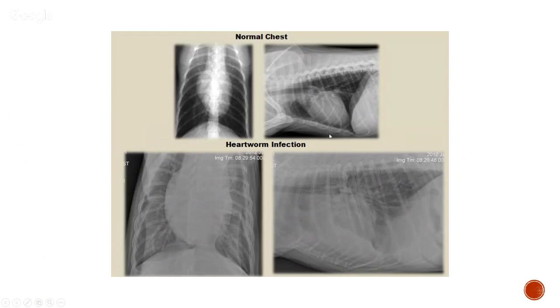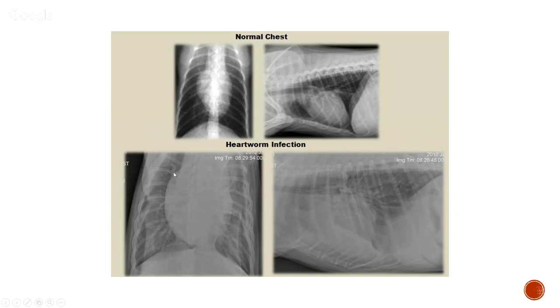This is a normal chest of a dog, and here's a dog with heartworm infection. In this chest, you can see right-sided failure causing pleural effusion. So this is fluid on the outside of the lungs. You can see the lung tissue, which is the black, kind of bordered with this fluid shadow here. And here's the heart. The heart shadow is much enlarged, and it seems to be mostly enlarged on the right side. You can see this enlargement on the right side. This dog is twisted a little bit, so it's hard to tell really.